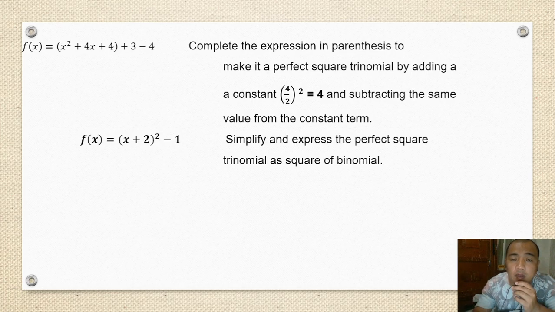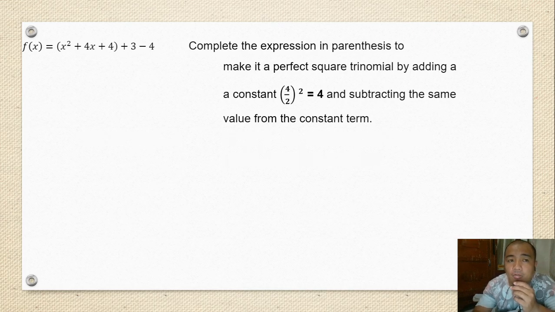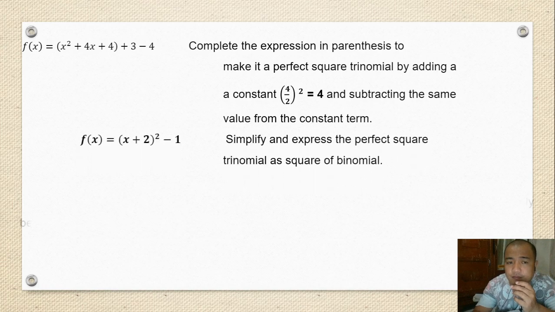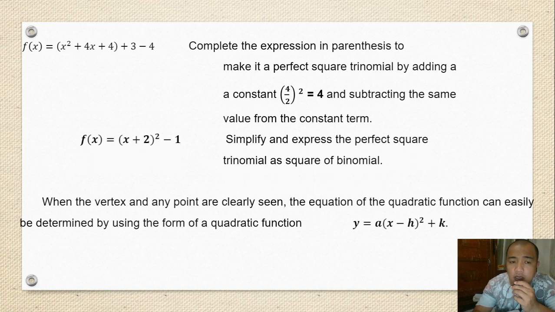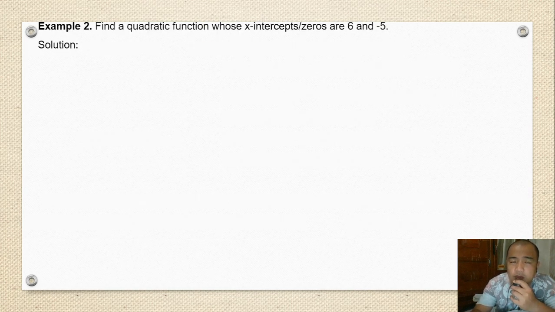And the graph has its zeros or x-intercepts. So when the vertex and any point are clearly seen, the equation of the quadratic function can easily be determined by using the vertex form, which is y equals a times quantity x minus h squared plus k. So let's proceed now to number 2.